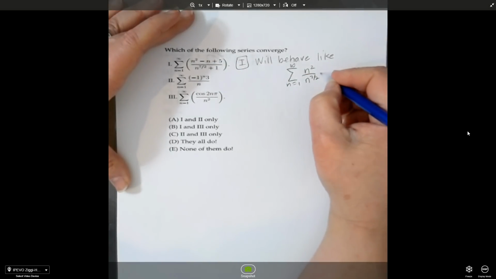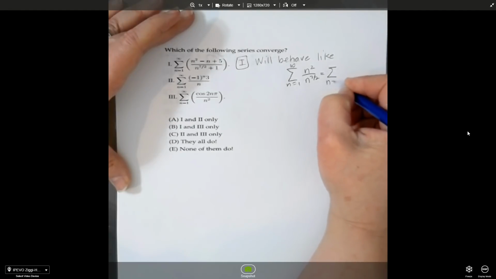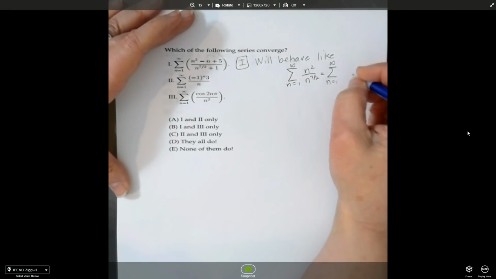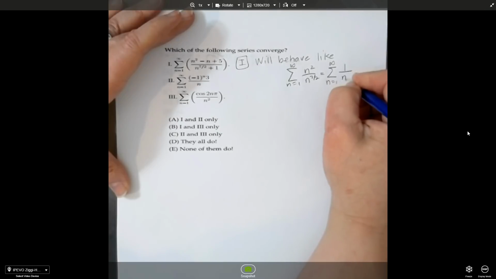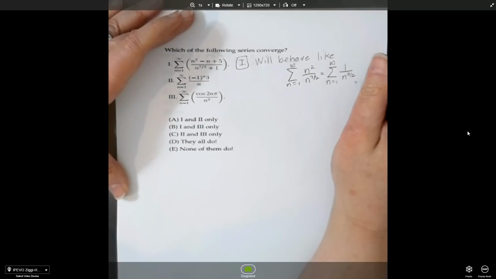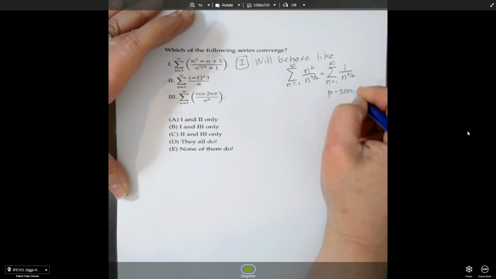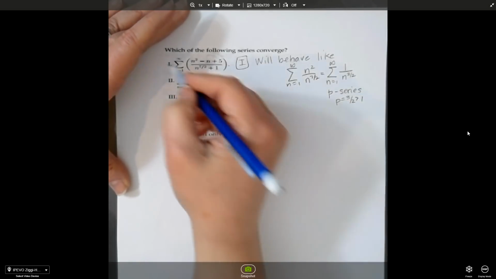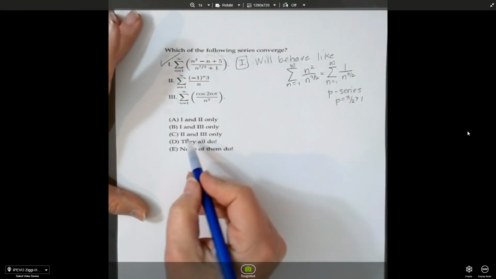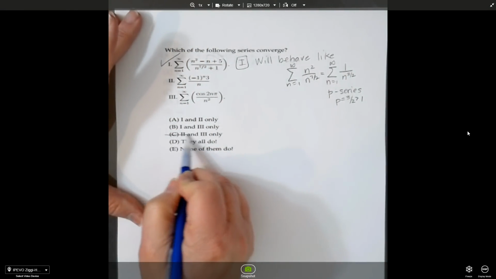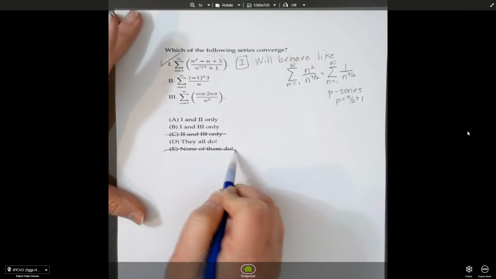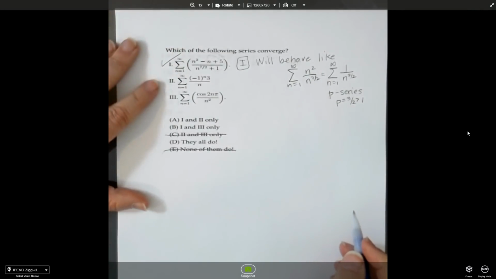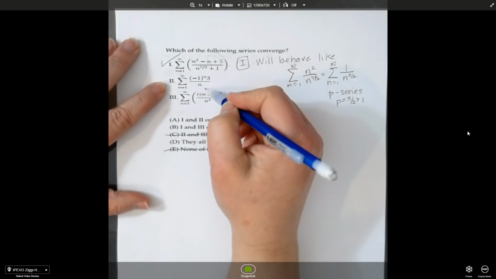And so this goes, if you simplify, from n equals 1 to infinity of 1 over n to the 3/2, if you go 2 minus 7/2 on the bottom there, which is a p series where p equals 3/2, which is greater than 1. So 1 is definitely one that does converge. So we know that. So what can we eliminate down here? Well, we can eliminate 2 and 3, and we can eliminate none of them do. And now we have to check this one.